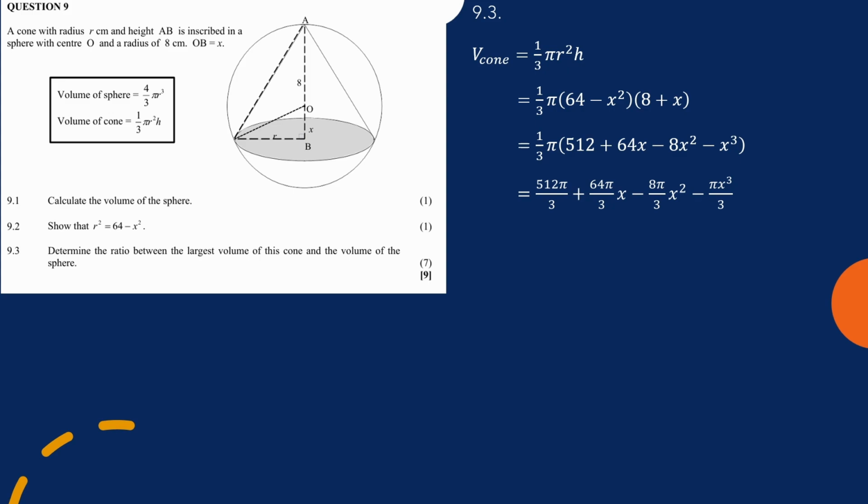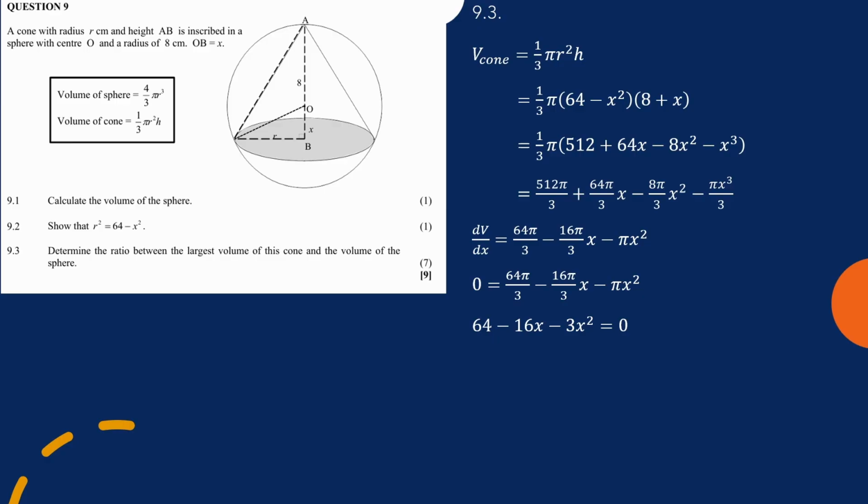And now I can finally find the derivative of my function, because it's now all in terms of x. The derivative will be 64 pi over 3 minus 16 pi over 3 x minus pi x squared. And hence I need to now equate it to 0, and hence I'll have 0 is equal to 64 pi over 3 minus 16 pi over 3 x minus pi x squared. Now multiplying everything by 3 to eliminate the fractions, I will have 64 minus 16x minus 3x squared is equal to 0, and I've also divided out the pi. 0 divided by pi will still be 0. 64 pi divided by pi will be 64, and so on.